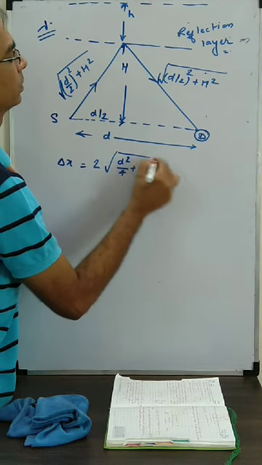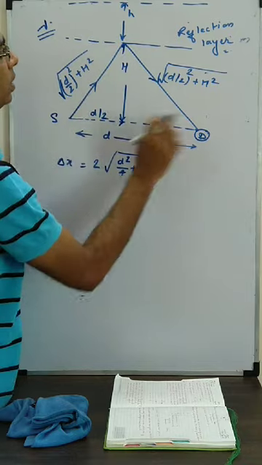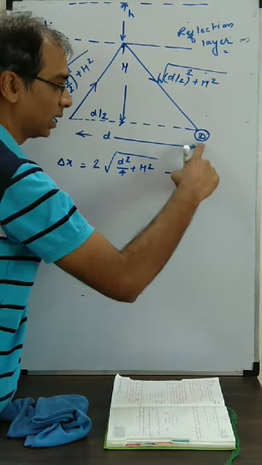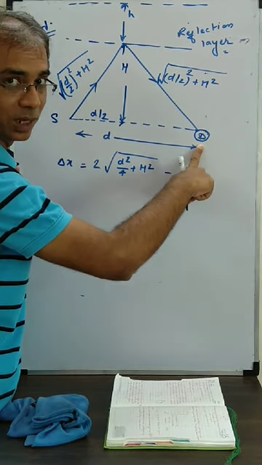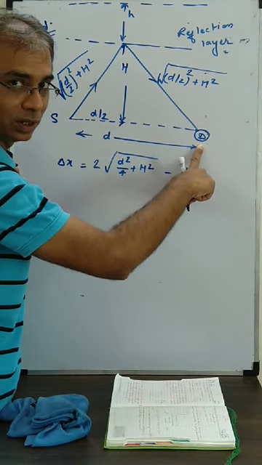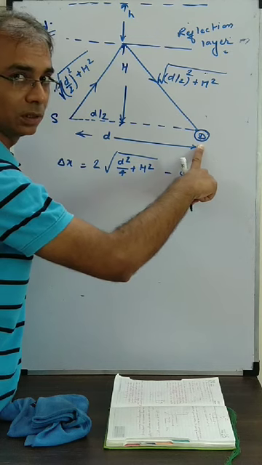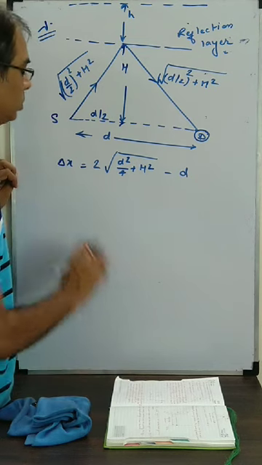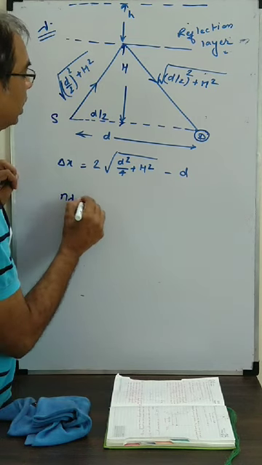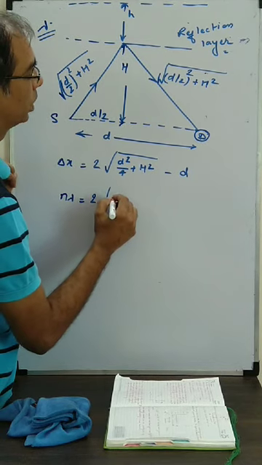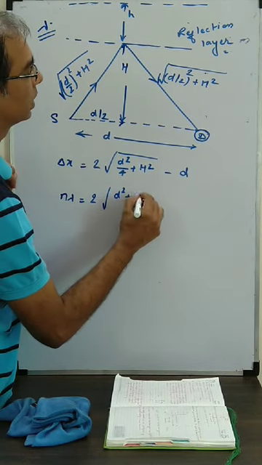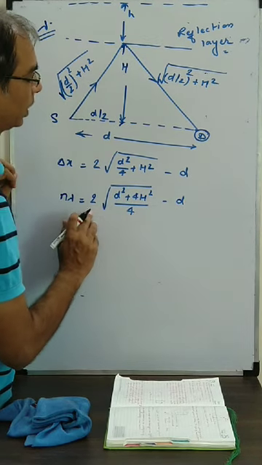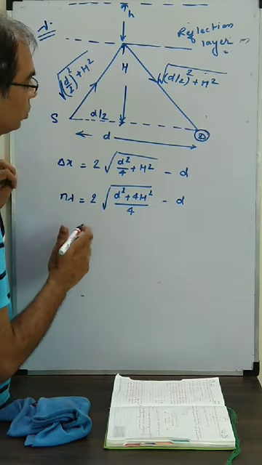plus H square. This is the path traveled by this one, and the direct one is traveling D, so minus D. And what is the question saying? Here they are in the same phase, that means they are producing maximum intensity, that means constructive interference. That means what should be the path difference? It should be n lambda. So I am putting it over here: n lambda equals 2 root over D square plus 4H square by 4, minus D. This 4 we can take out and cancel this 2.